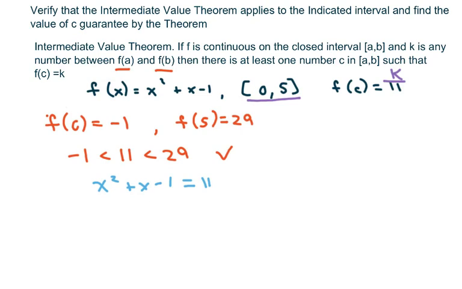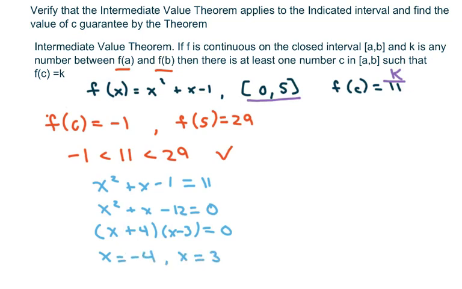I'm going to move this 11 over and factor, so we get (x + 4)(x - 3). So therefore we have x equals -4 and x equals 3. Now, we have to disregard x equals -4 because it's not in this closed interval. But 3 is, so we know that f of 3 equals 11.